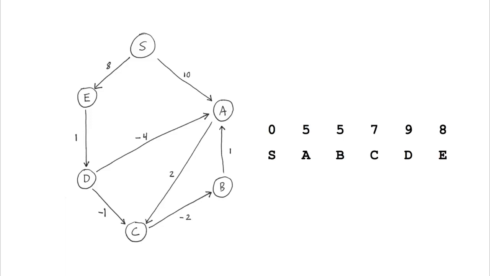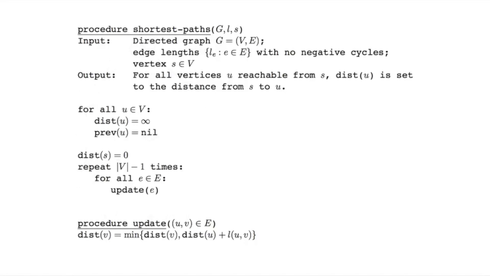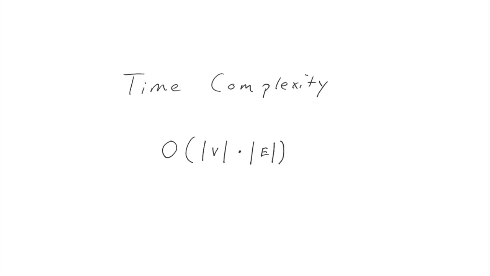Don't be worried if your values at each iteration are different. A lot depends on the implementation and the order in which the edges are visited. You may even need 5 iterations, but I guarantee you will end up with the same result. Here's the pseudocode one more time. The time complexity is big O of V times E, which you can easily deduce from the code.